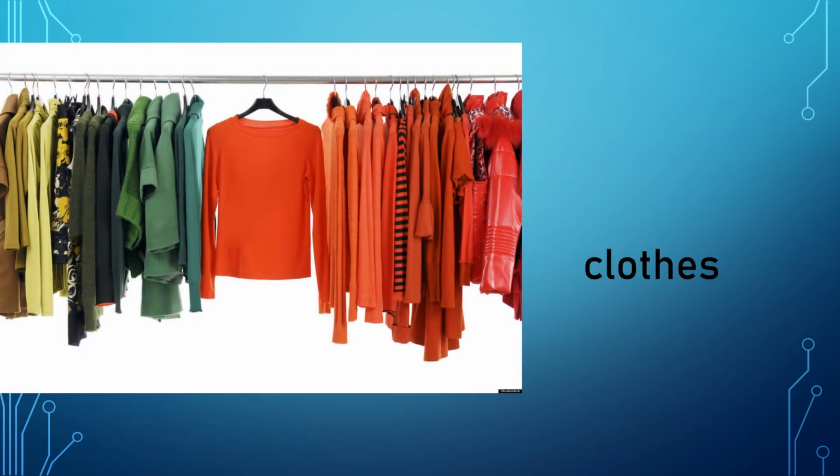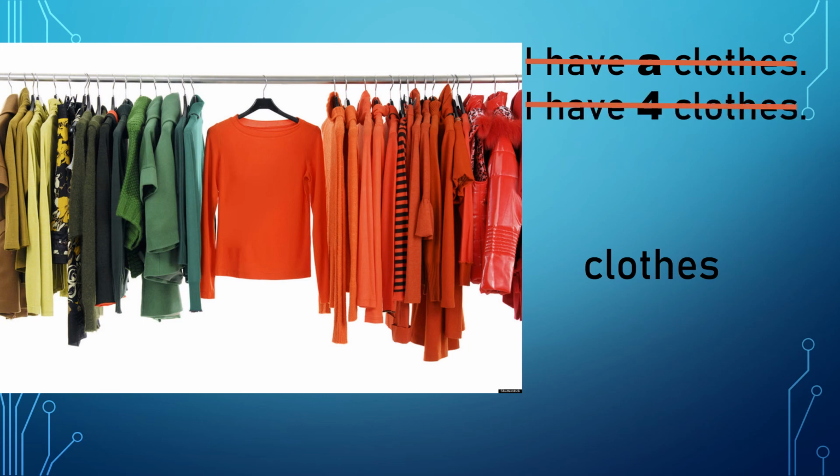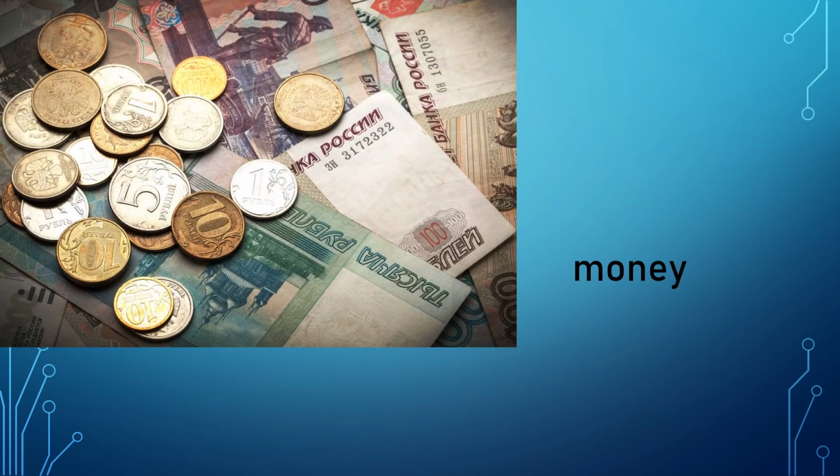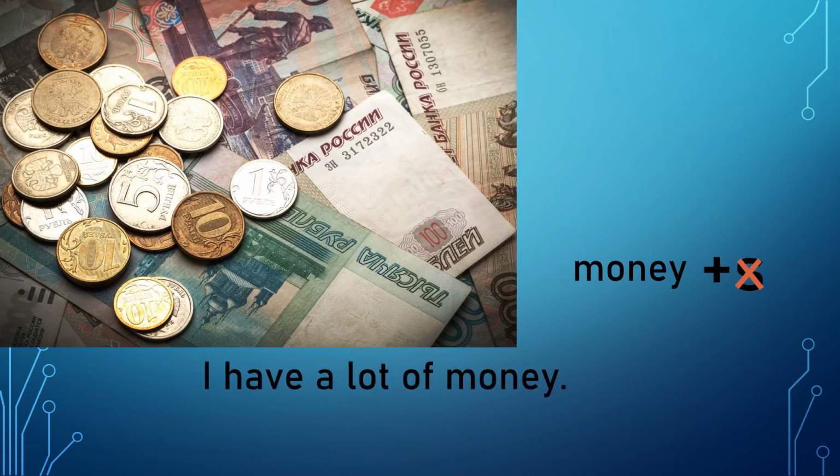It's the same with the word clothes. Clothes never changes. It always stays the same. I cannot say I have a clothes. I cannot say I have 4 clothes. In English, we can't do this, and this is because these are categories. It's the same with money. And you also don't add an "s" to money. It always stays the same. I can say I have a lot of money or I have no money, but I can't actually put a number in front of money.